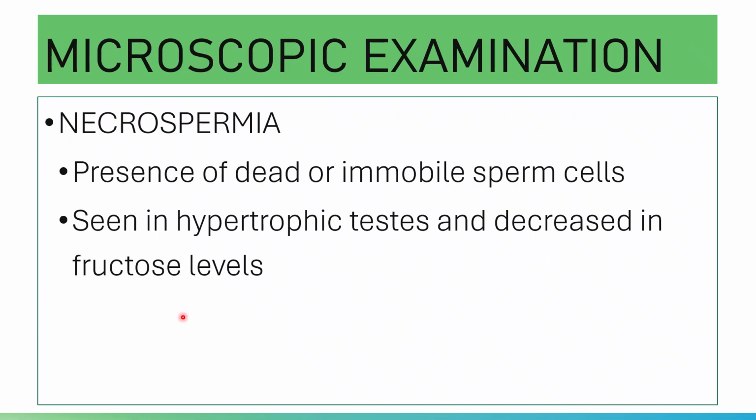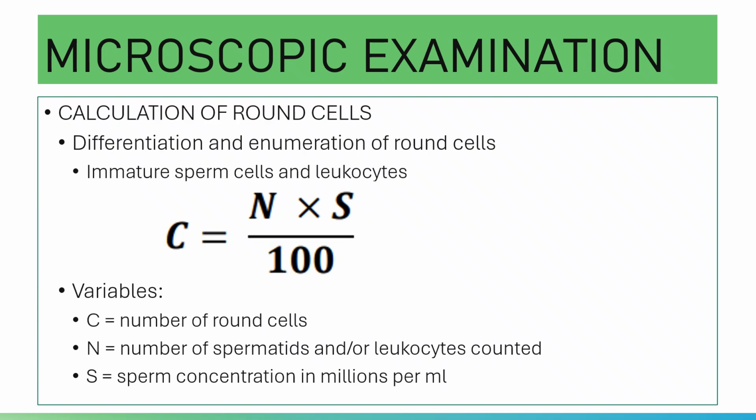Then necrospermia is the presence of dead or immobile cells. It is seen in hypertrophic testes and decreased fructose levels.